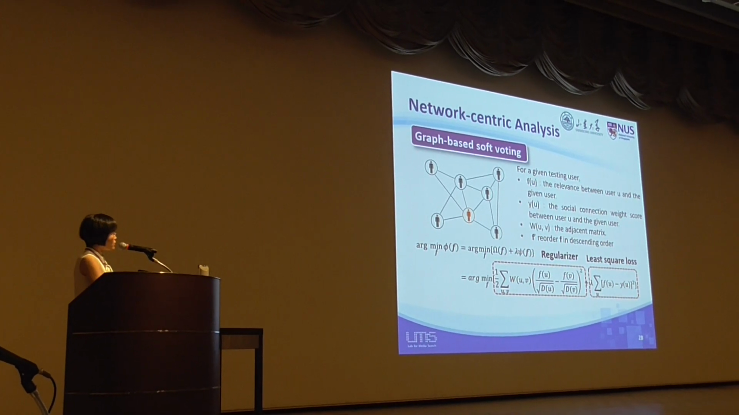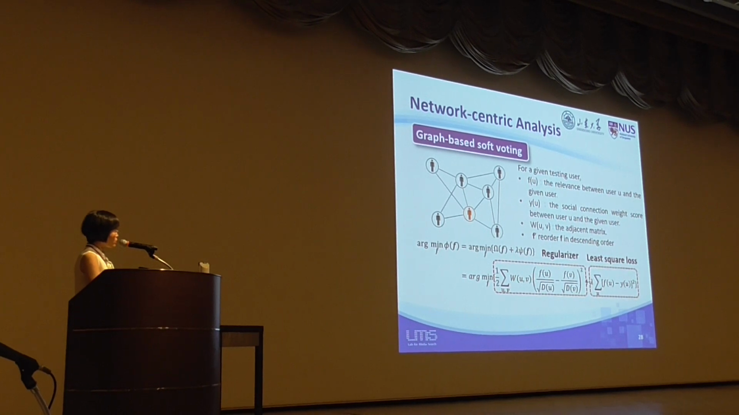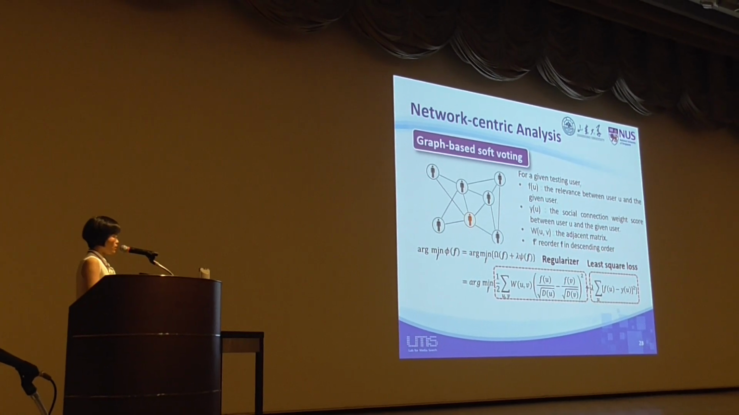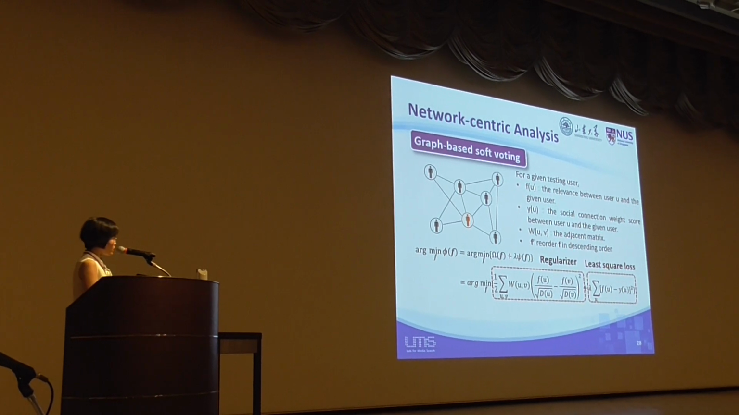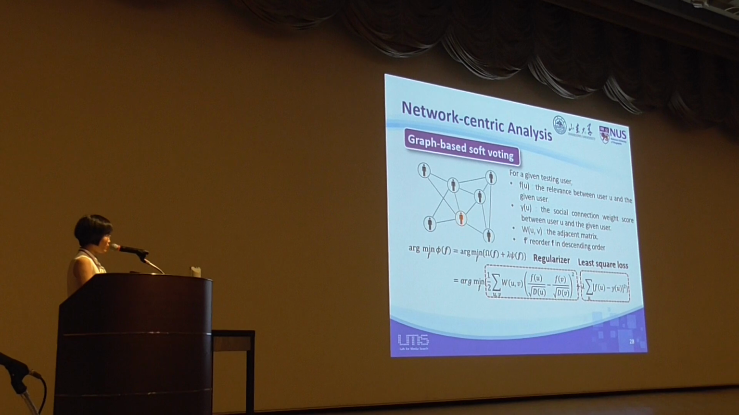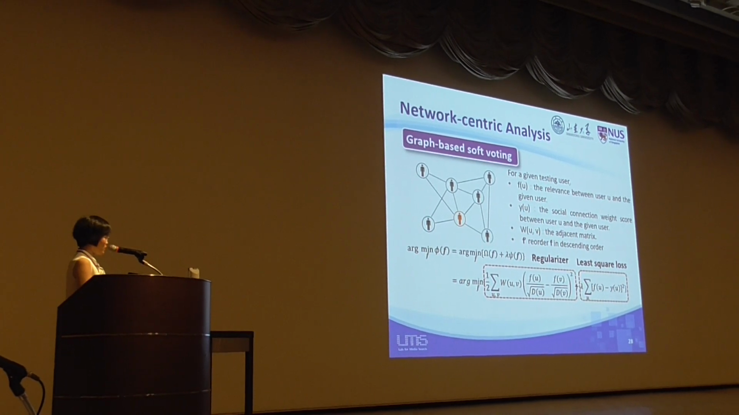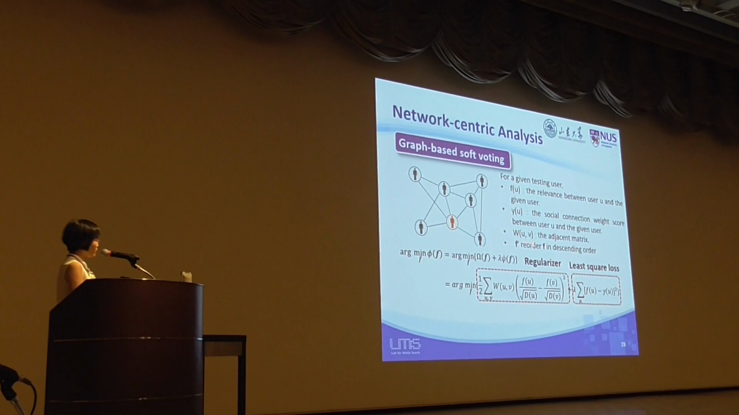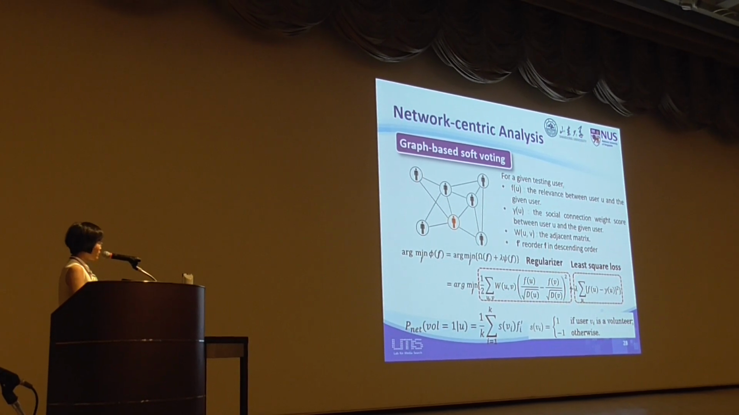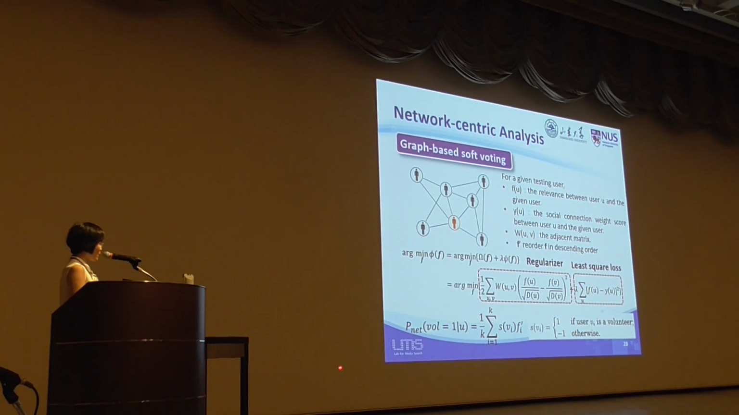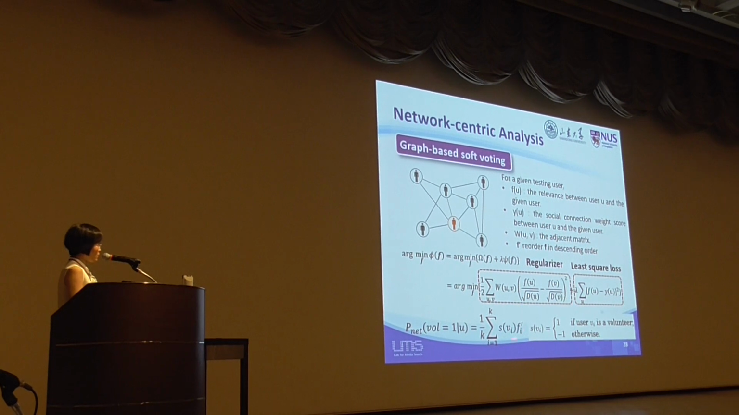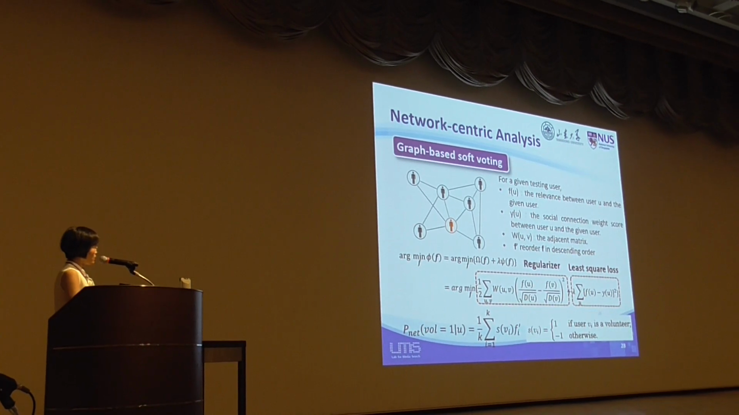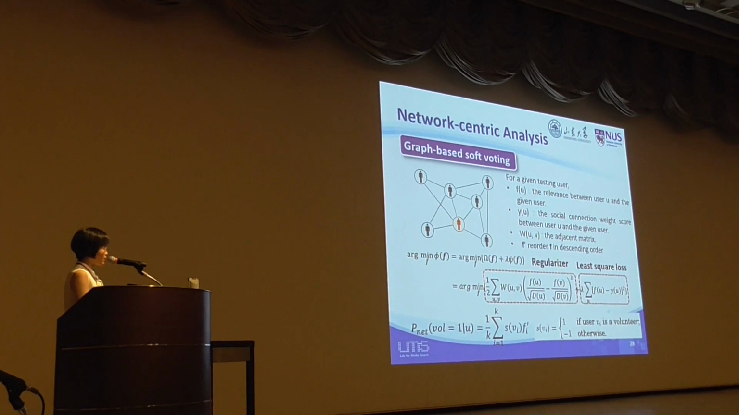Intuitively, we then use graph-based soft voting. For a given user, we select the top K most similar users from the existing users. Then we use the objective function to learn the relevance score between the given user and other users. Then we sort this vector in descending order and get F prime. Then we can use soft voting for the network-centric analysis. Here we select the top K most similar users, and S is defined like this. So this is the final score for the network-centric analysis. It's worth noting that K is not a constant.